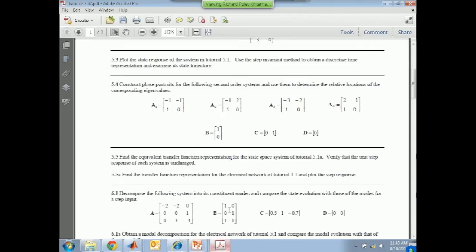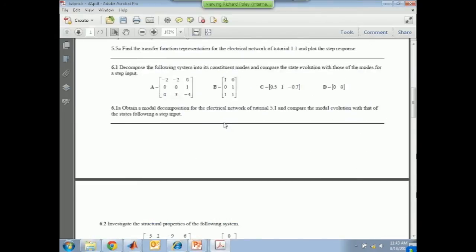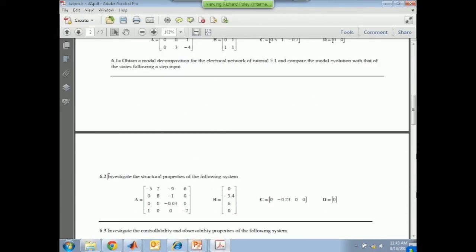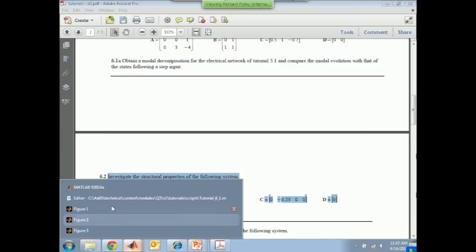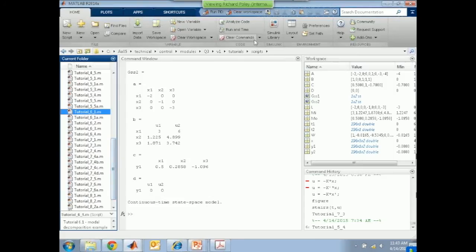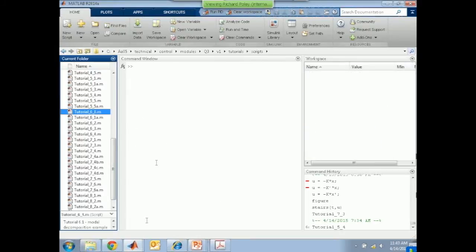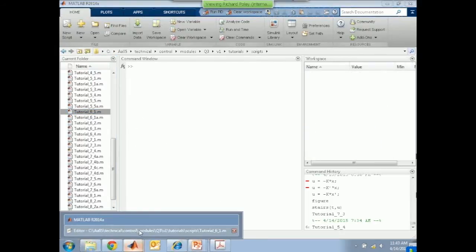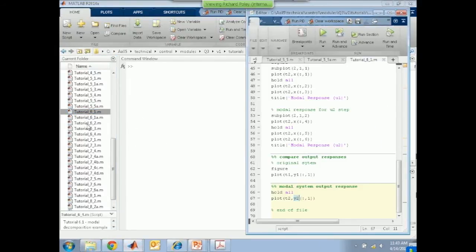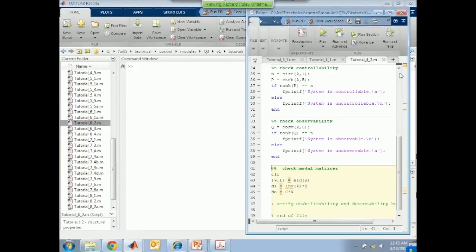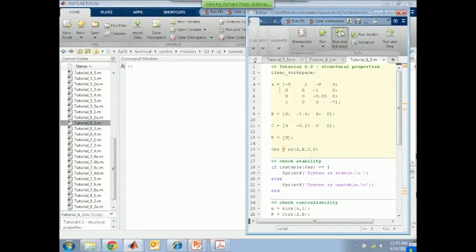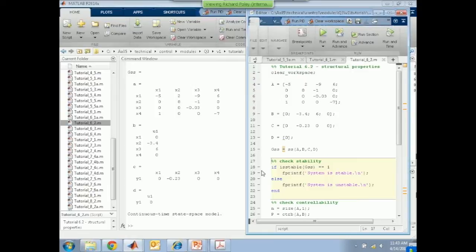Let's do a very quick tutorial because this is quite fun, really. We're going to investigate the structural properties of this fourth-order system, and I have no idea what they are because I can't remember how this tutorial turns out. So let's look at tutorial 6.2. First of all, we'll create the system. Nothing very surprising there, just using SS, ABCD.